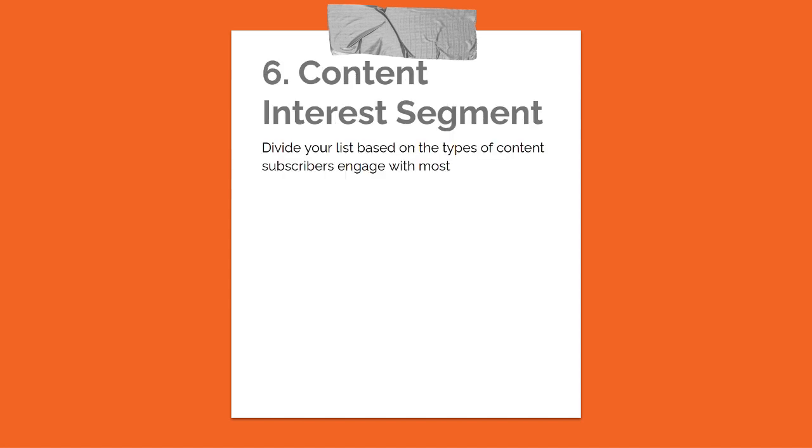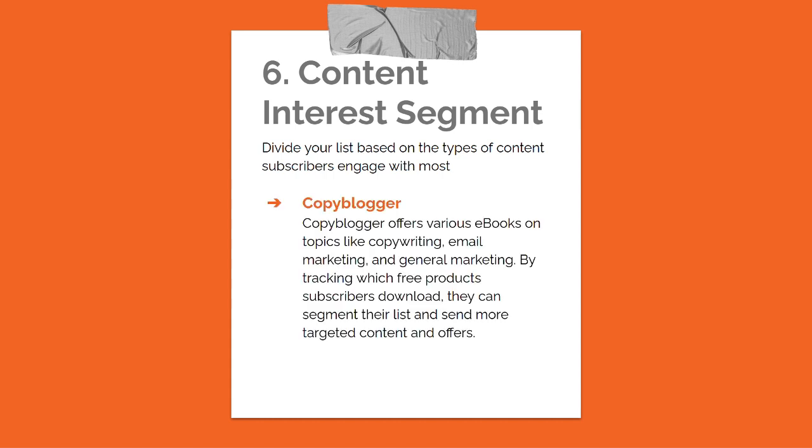Next is content interest segment. You can divide your list based on the types of content subscribers engage with most. Take Copy Blogger, for example. Copy Blogger offers various ebooks on topics like copywriting, email marketing, and general marketing. By tracking which free product subscribers downloaded, they can segment their list and send more targeted content and offers. Somebody who signed up for a copywriting ebook will receive complimentary content. And this is another great way to segment your list.